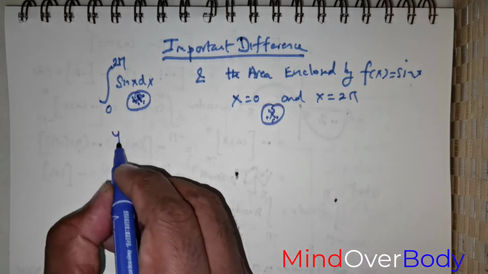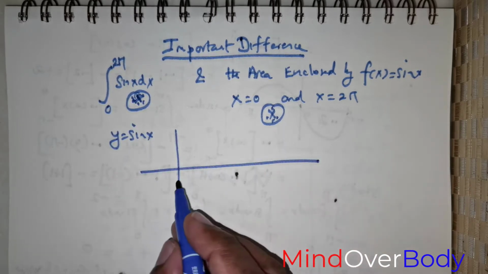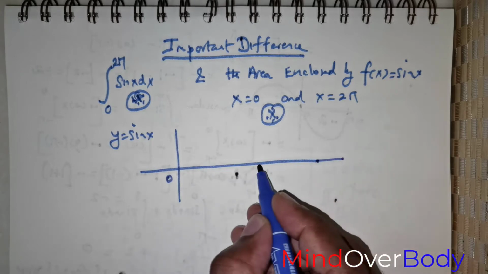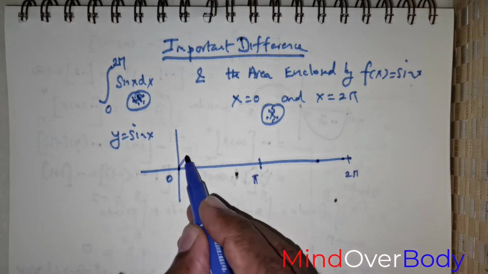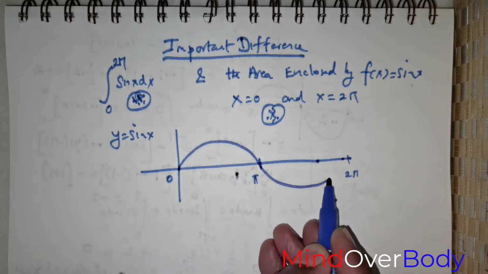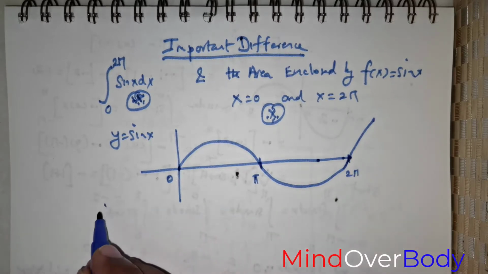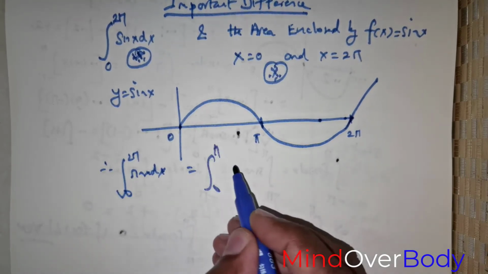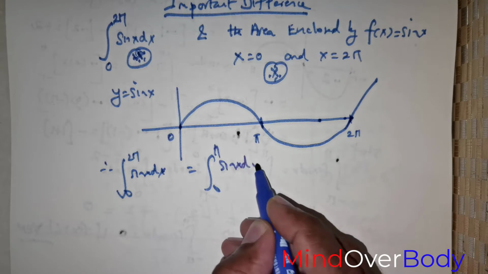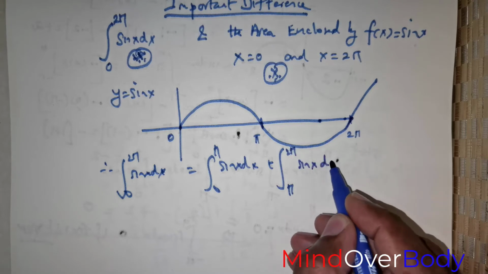Now let me just draw the graph of y is equal to sin x. I'm going to draw the graph for the region 0 to 2 pi. So the division would be 0 to pi and then 2 pi. The graph would start here, hit here, and then move up like this, right? So if we were to integrate this, the integral from 0 to 2 pi of sin x dx, it would be the integral from 0 to pi of sin x dx plus the integral from pi to 2 pi of sin x dx.